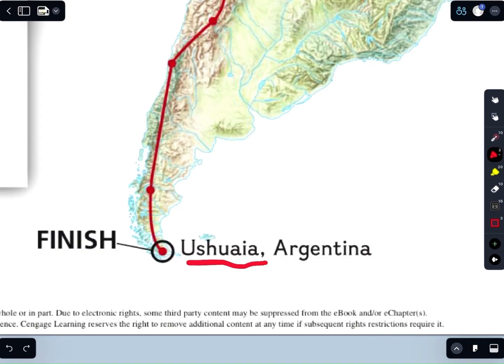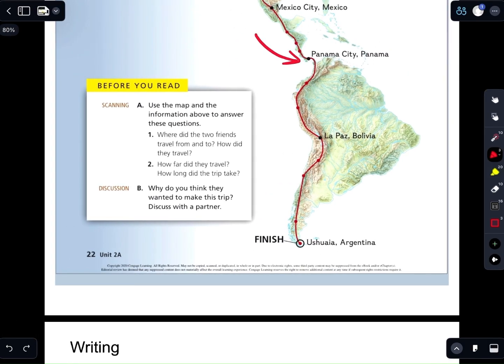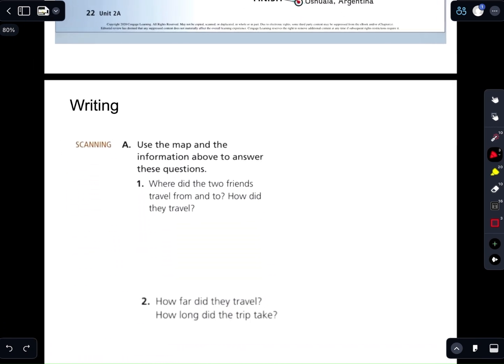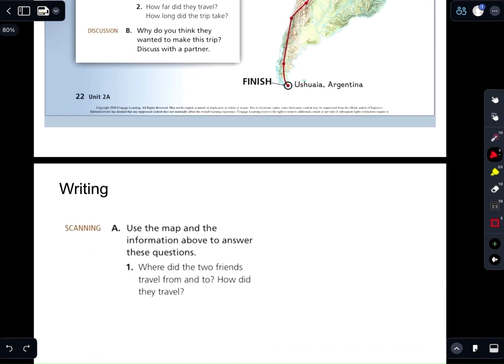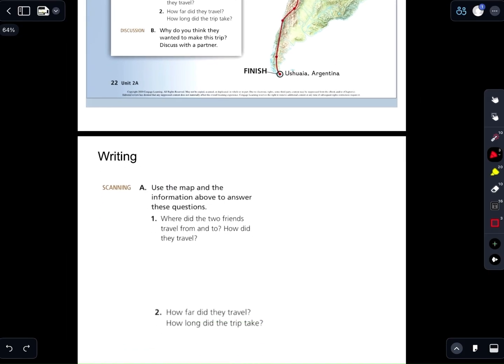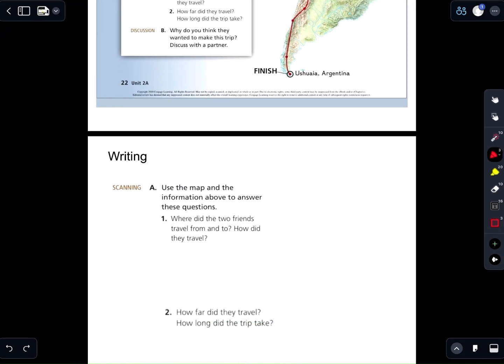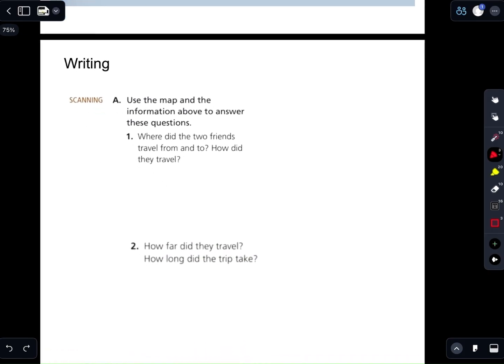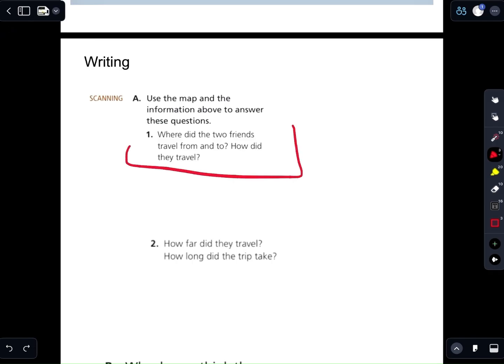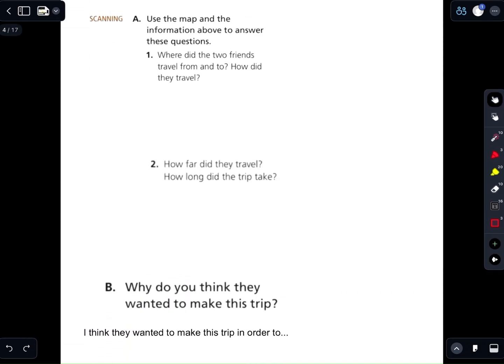That's where they finish. Okay, so let's look at the writing. I took the questions and I just put them on the next page below so that you have some room to write here. So where did the two friends travel from and to? How did they travel? You can put in your answer. If you want, you can do a full sentence. I don't have a sample answer here for you, but it'd be nice if you put in a full sentence.